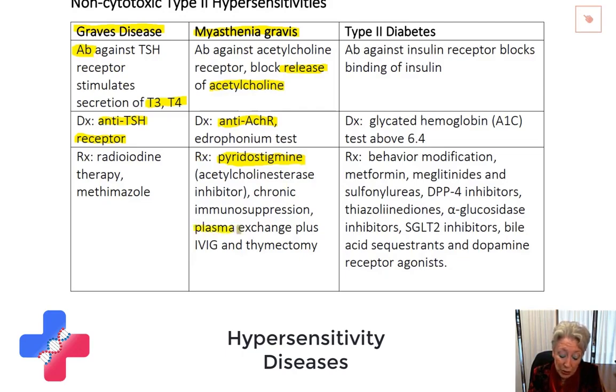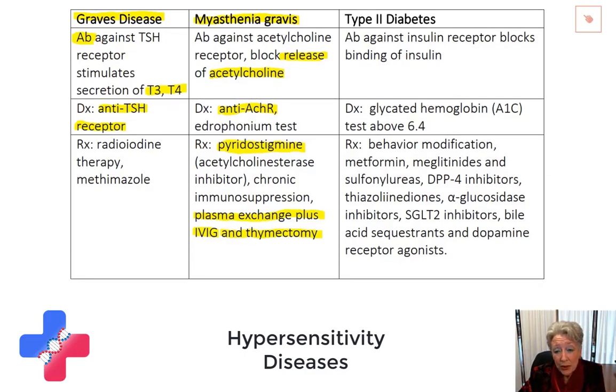And I will deal with it with a pyridostigmine drug in order to stop the acetylcholinesterase inhibition. I can also do plasma exchange, IVIG plus thymectomy. All of these getting at removing the production of the antibody that's causing the problem in that tissue.